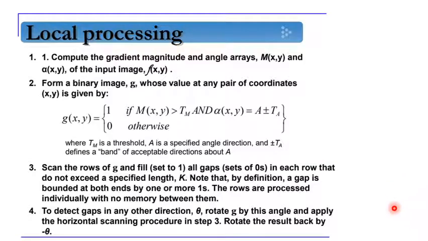The next step, the third step, after doing this second step, we will get an image G of xy, which is going to be a binary image having only ones and zeros. Then we have to scan the rows of G and fill the gaps with 1. Fill the gaps means we set the value to 1, and gaps means all the 0 values in each row that do not exceed a specified length k. Now what does it mean? After step 2, I'm going to get a binary image with ones and zeros, right?